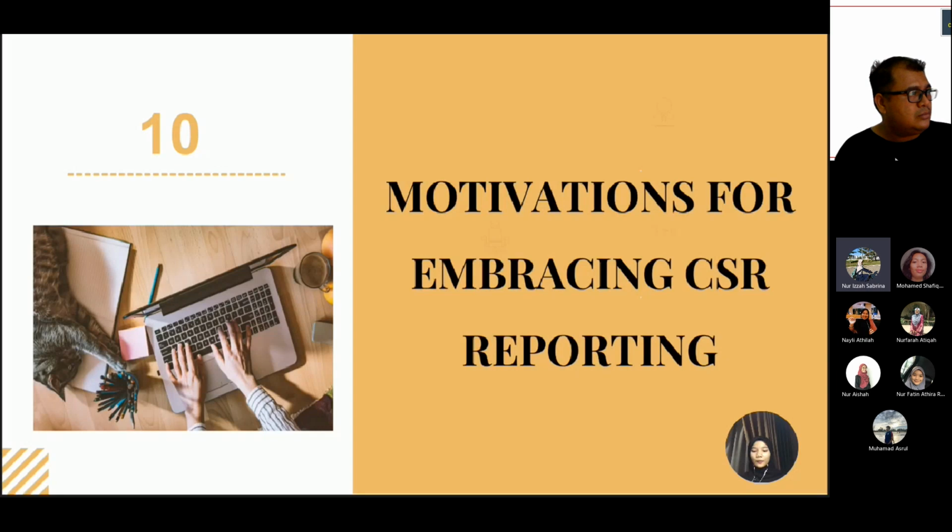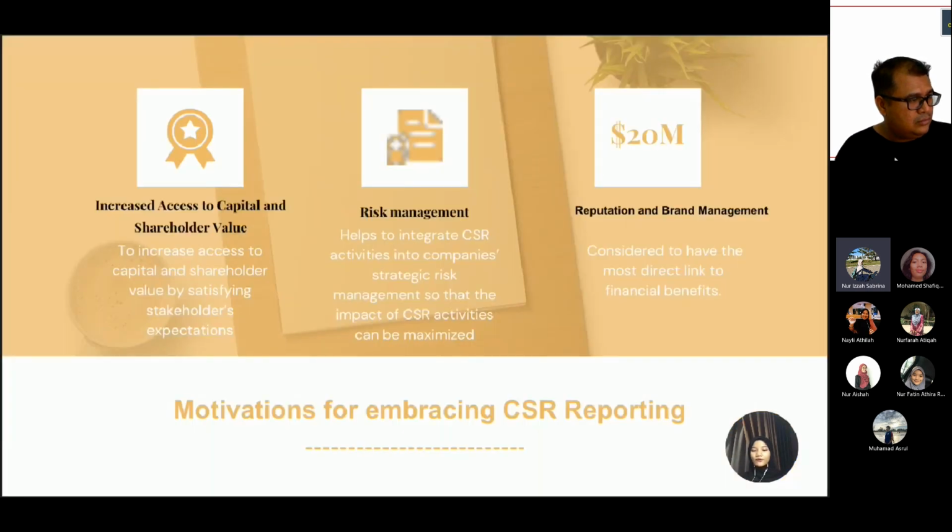Next subtopic is motivation for embracing CSR reporting. So basically we have three main points. The first one is increased access to capital and shareholder value.